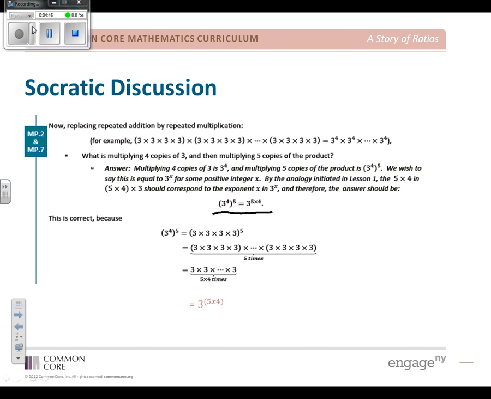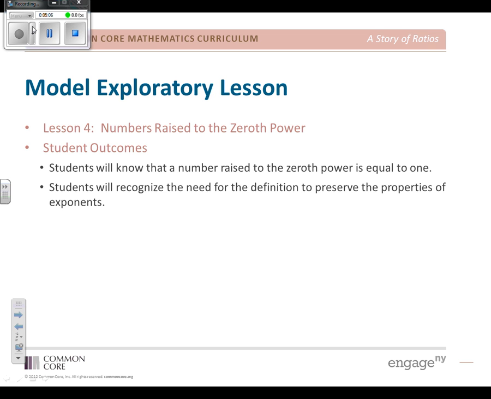And I'll go ahead and leave the math to speak for itself, only because we are short of time, but I wanted to give you an explanation of the Socratic discussion because it was new to me and maybe some other teachers. But that is an abbreviated discussion for that process.